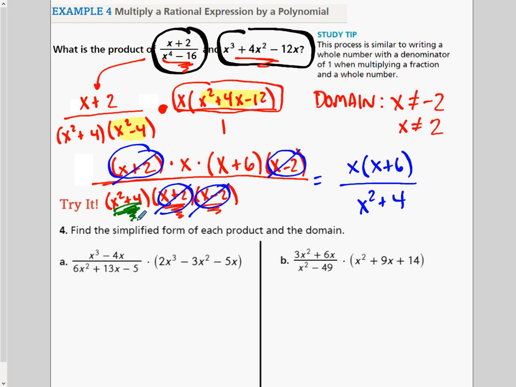Okay, so we are actually done with this one, and this is the product of these two expressions. So go ahead and do the two trials on your own at this point, and let me know if you have any questions.